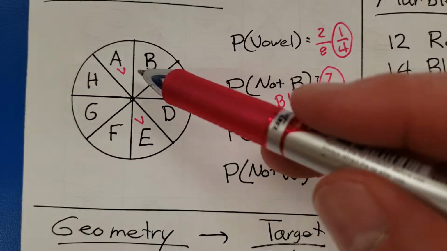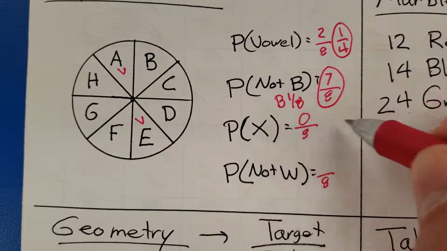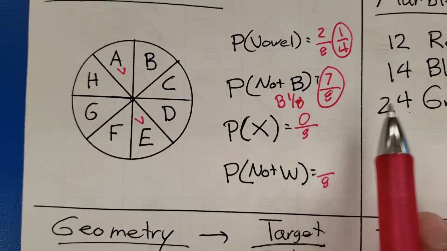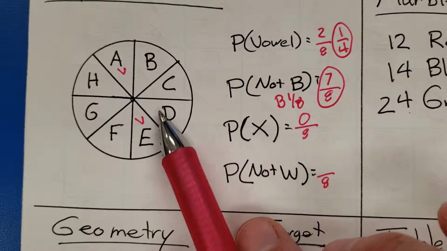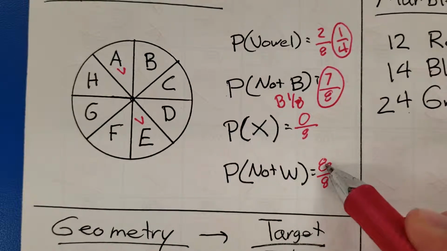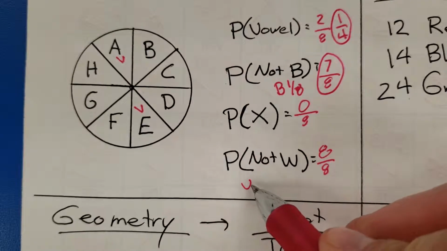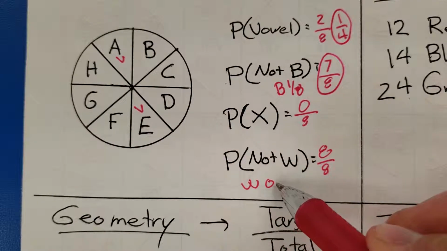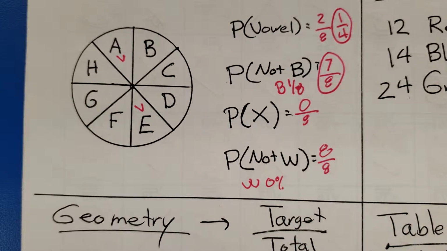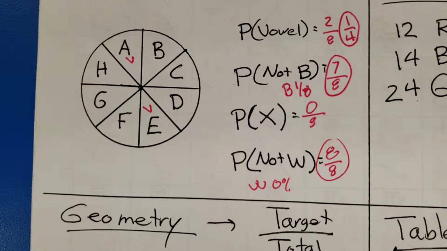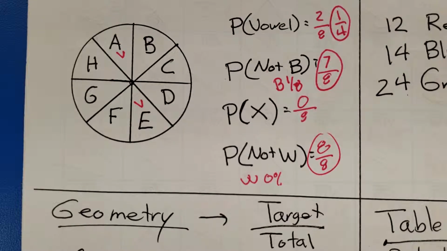Probability of landing on X. There are no X values, 0%. Nope, never going to happen. Not W. Ooh, this is a good one here. How many of these are not W? All of them. You have an 8 out of 8 chance of landing on not W. Think about it: landing on a W is 0%. So what's the complement of 0%? 100%. Again, the tricky part is sometimes the wording of the probability questions. Don't let yourself be confused. Just use your logic and everything will be okay.